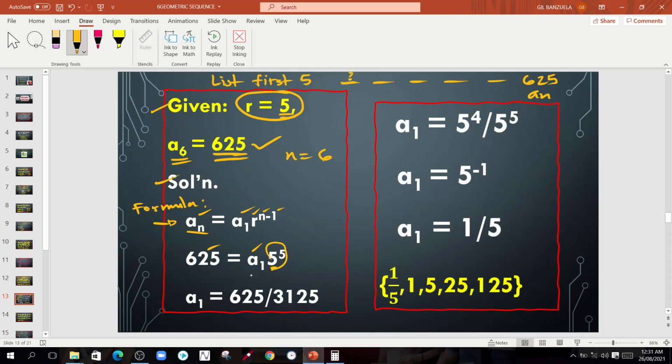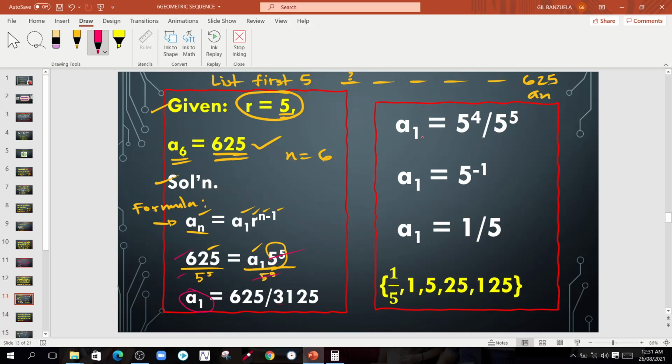Then, of course, let's isolate a sub 1 by dividing the entire equation by 3125, which is yung 5 raised to 5, no? So, i-divide natin to both ng 5 raised to 5. So, automatic 5 raised to 5 and 5 raised to 5 will be eliminated. So, what is left is a sub 1 on one side and on the other side is 625 all over 5 raised to 5, which is 3125. Okay?